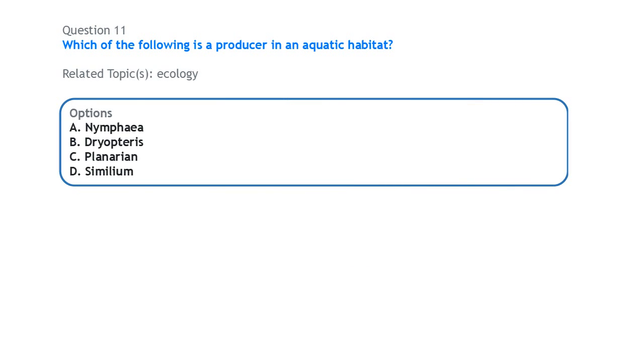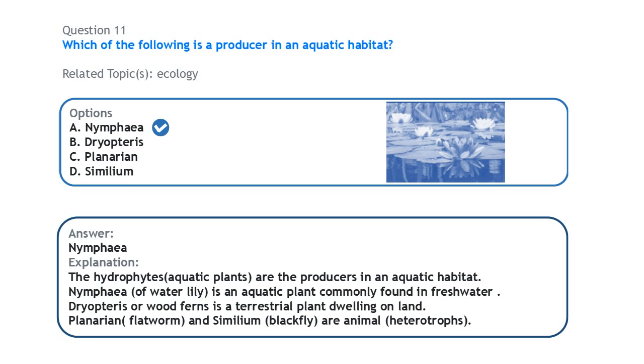Also, in ecology, which of the following is a producer in an aquatic habitat? Generally, producers in a given habitat are autotrophs. That is, they are those organisms in that habitat that are able to manufacture their food, and these are usually plants. In the aquatic habitat, the nymph is a hydrophyte, what we call an aquatic plant, a plant that grows in an aquatic medium. So the nymph is an example of an aquatic plant found in fresh water, and it is a producer.